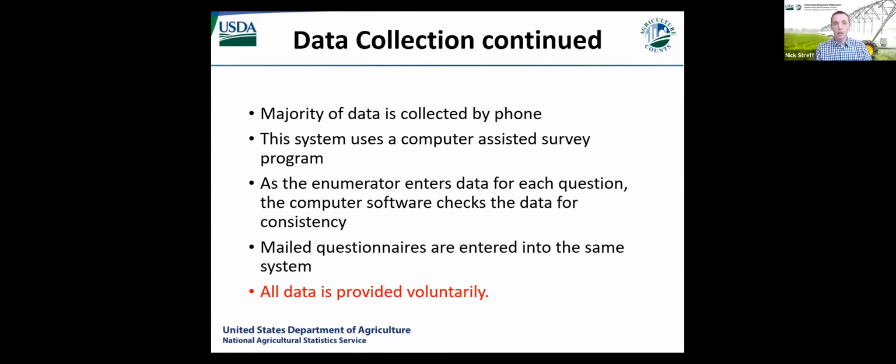However, for some of our larger producers, we do set up reporting arrangements where they talk to the same interviewer every quarter, because we're really trying to develop that relationship. As I mentioned, all this data is collected voluntarily. So we're doing everything we can to make sure we can get reports from producers every quarter.